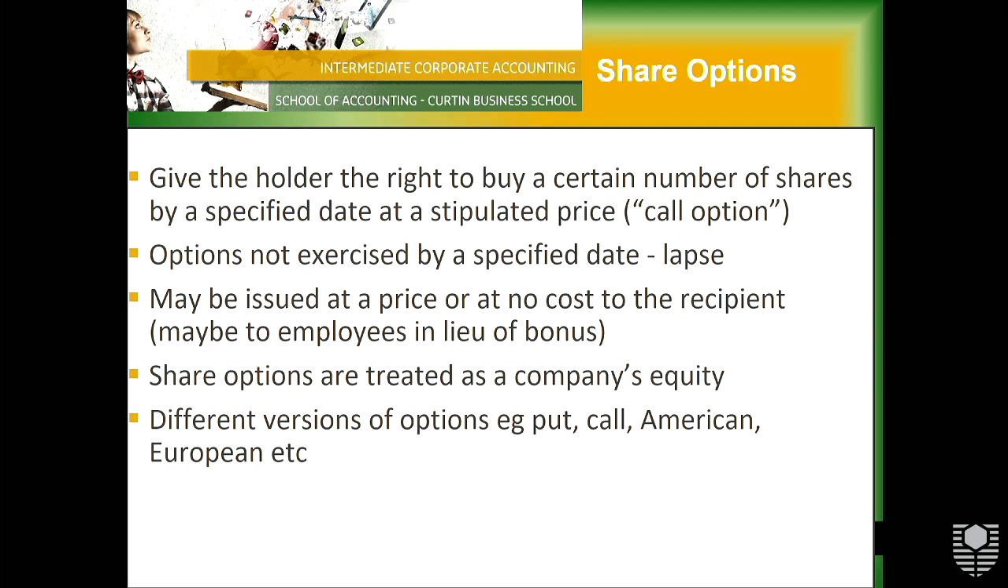So, different types of options. You've got put options and call options, options to buy and options to sell. You've got American and European. With European ones, you purchase on a particular date. With the American ones, you've got up to a certain date. It might have a name like American and European, but that doesn't mean that it only happens in America and only happens in Europe. It's just a name that they've given to the types of options. There are lots of other ones as well.